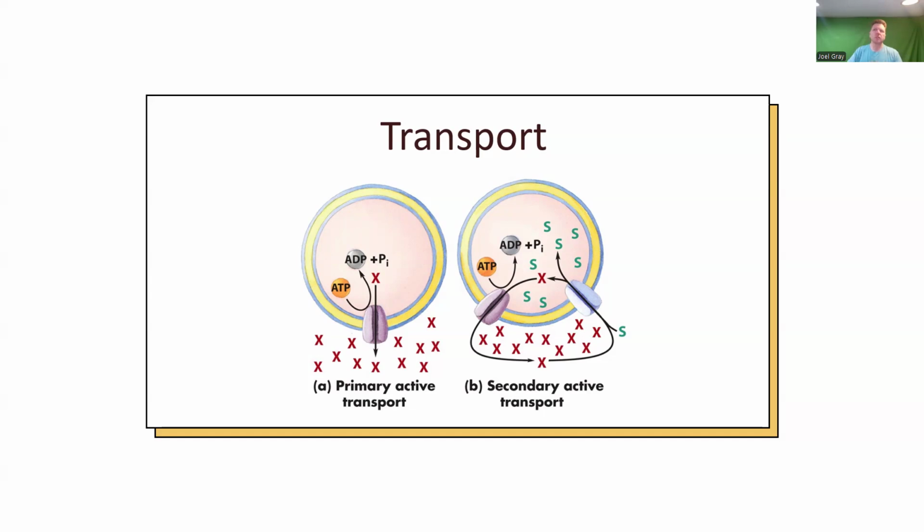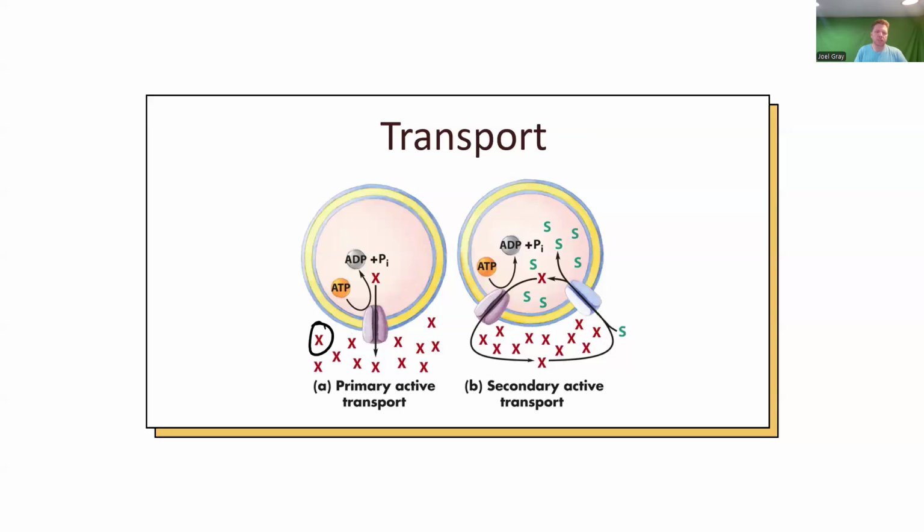Now, what is being transported varies tremendously. There's ions, there's sugars, there's any number of molecules that can be transported from one side of the membrane to the other. But here what we have is primary active transport. This is an enzyme that is moving X, a compound X. It doesn't matter what it is, X. It's being moved into the cell.